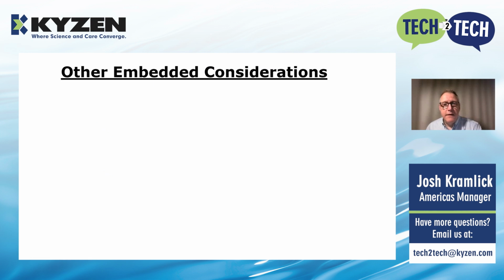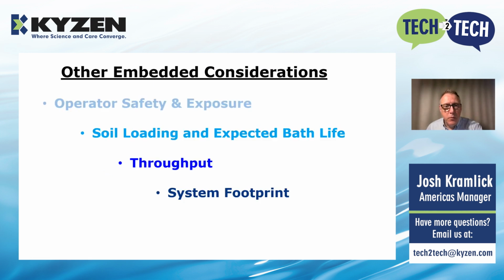There are, of course, other embedded considerations in all of this. Number one is operator safety and exposure. Second would be soil loading and expected bath life. Again, this can be difficult to estimate at the beginning of a project, but it can have a big impact on the consumption. Throughput, of course, should really drive the specification of your cleaning system, basket size, tank size, etc. And often system footprint is actually one of the main driving factors as a customer considers whether to go with an aqueous or a solvent process.